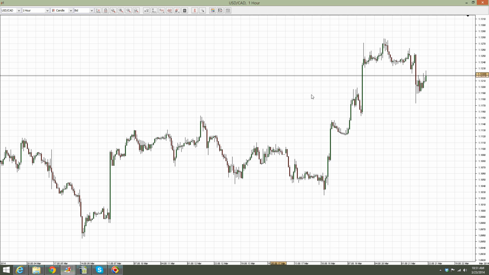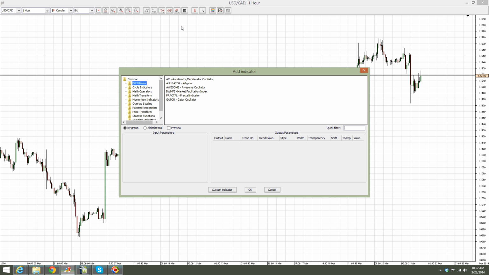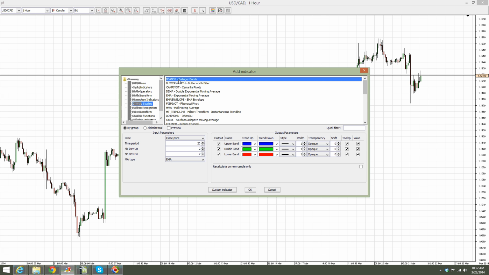Now, this is the US dollar Canadian dollar 1 hour chart on the forex, but if you click here, and here, as you can see, the add indicator tab appears, and you have all these possibilities to choose from. Under the overlap studies, we have the B bands, as you can see here, Bollinger Band. If you click the Bollinger Band, you will have 3 different lines: the upper band, the upper Bollinger Band, or the UBB, the middle Bollinger Band, and the lower band.